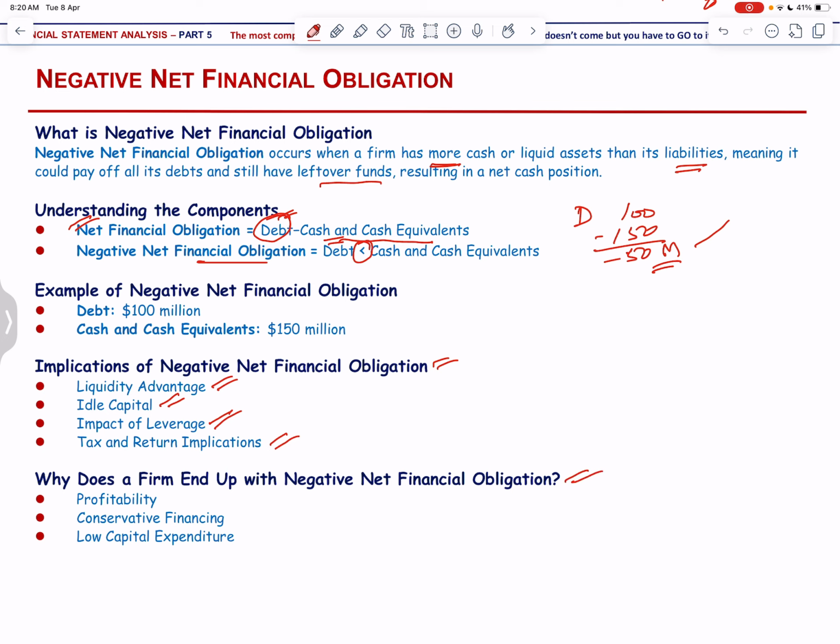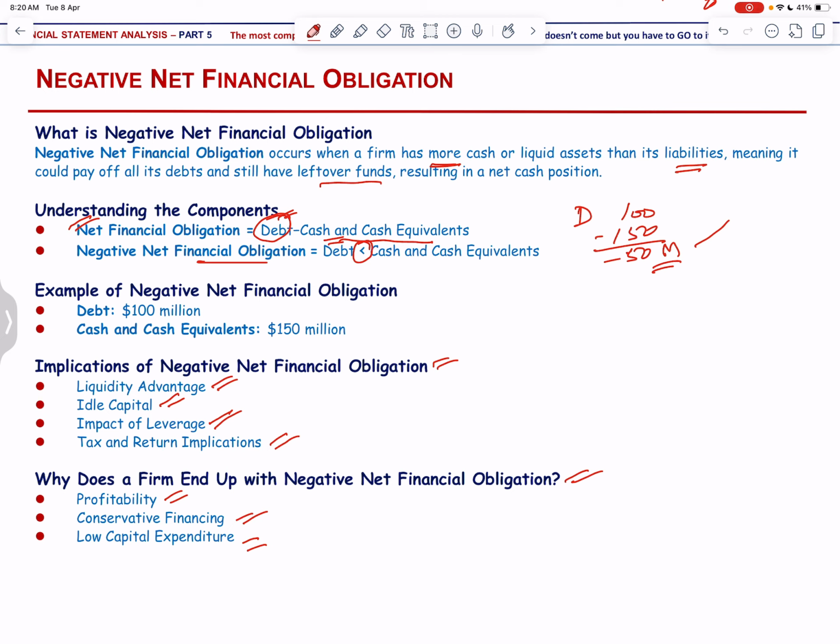Why does a firm end up with a negative net financial obligation? A firm can end up with negative net financial obligation for several reasons. One is profitability. The firm generates consistent profits and accumulates cash. The firm may have a strategy of avoiding debt or paying down debt faster than it incurs new debt. The company might choose to invest in highly liquid assets like marketable securities instead of investing in growth opportunities. The firm may not be investing heavily in physical assets, leading to higher levels of cash accumulation.